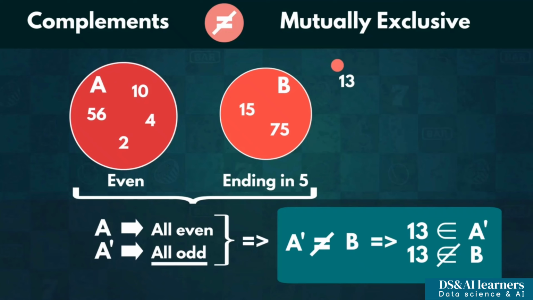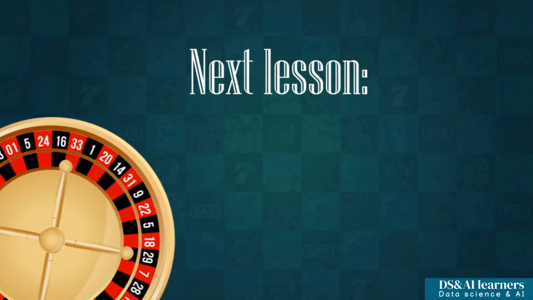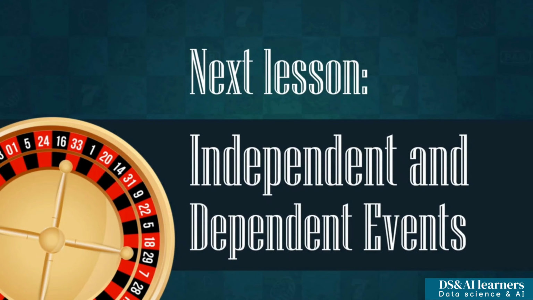After this short clarification, we are ready to dive deeper into probability theory. In the next lecture, we are going to explain the differences between independent and dependent events.